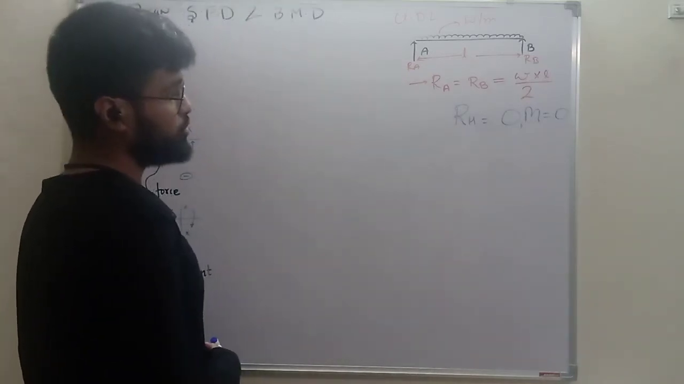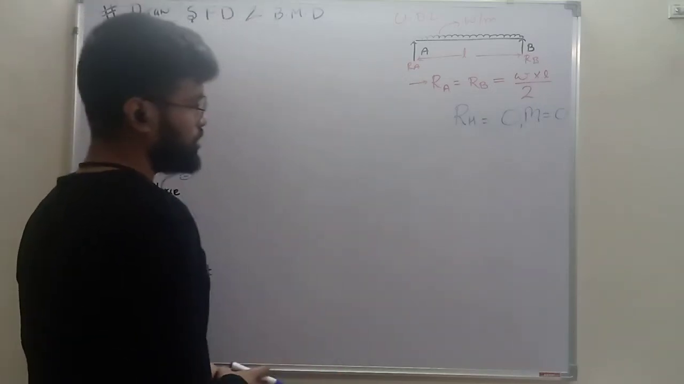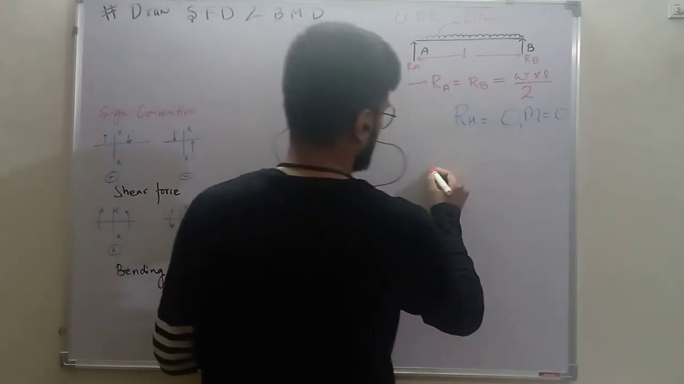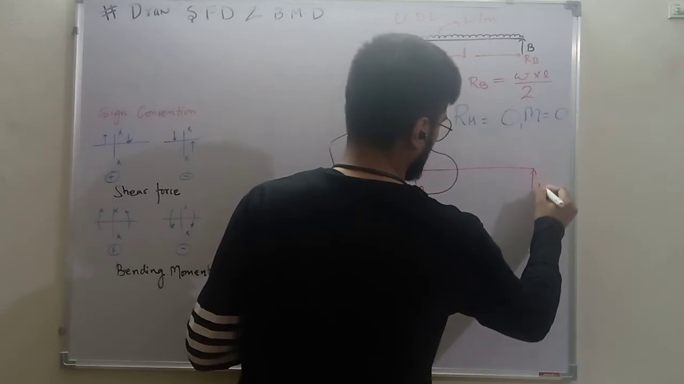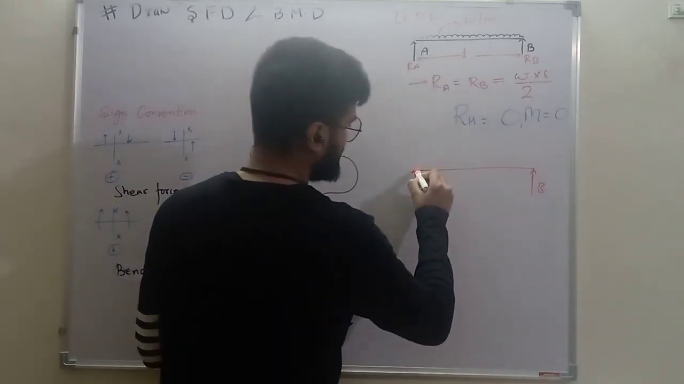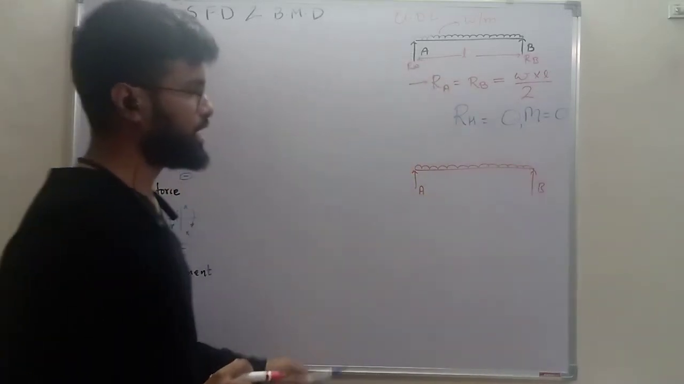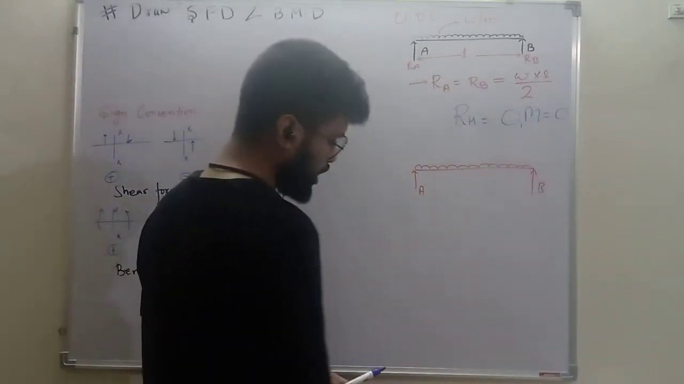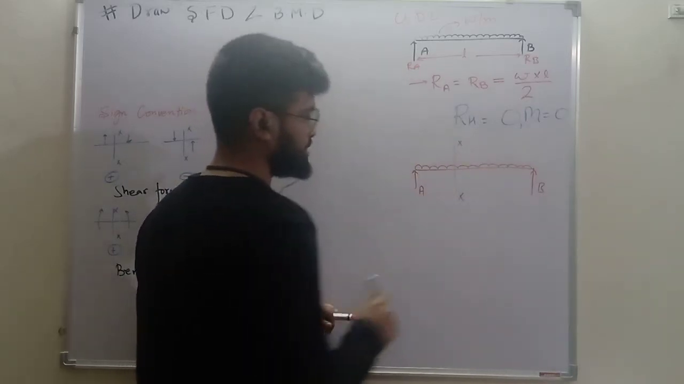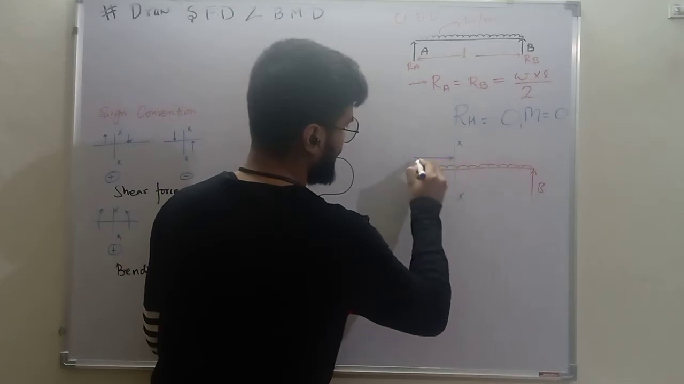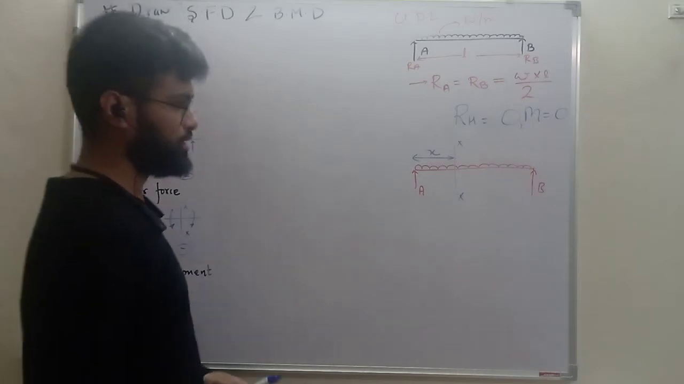Now we will write the shear force equation for this beam. We can draw it here. This is support A and this is support B, and this is the UDL which is acting on the beam. Now we will take any section XX at a distance X from the support A.